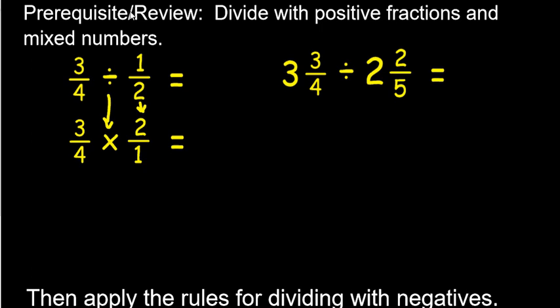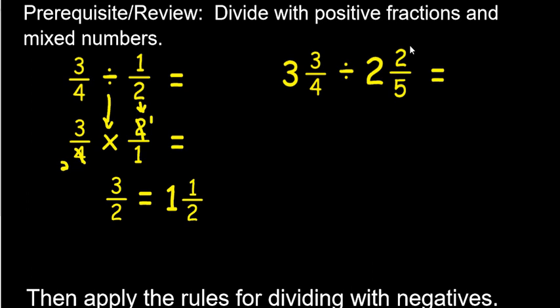Now, the next thing we want to do is cross-cancel if possible. In this case, there's a common factor in the numerator and denominator, and that is 2. 4 divided by 2 equals 2. And 2 divided by 2 equals 1. Now, since there aren't any more common factors besides 1, we're going to multiply across. 3 times 1 is 3, 2 times 1 is 2, and we get our answer of 3/2. The last step is just to simplify. This is an improper fraction, so when we simplify, 3 divided by 2 equals 1 1/2.